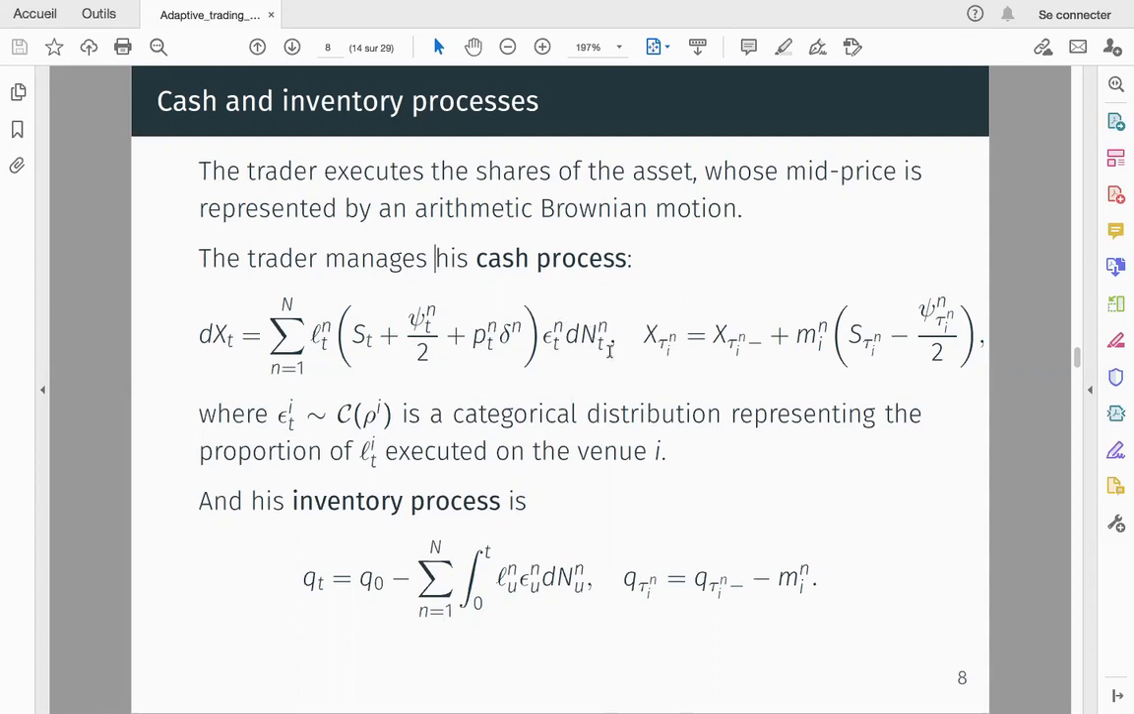And when the trader chooses to execute a market order of size MIN on the venue N, at time tau IN, he gains the volume MIN multiplied by the execution price, which is the current mid price minus half spread. And the inventory process is basically the same. You have an inventory at the beginning given by Q0, and you subtract, because as we said, we are on the sell side of the market, all the volume executed via limit orders and the volume executed via market orders.